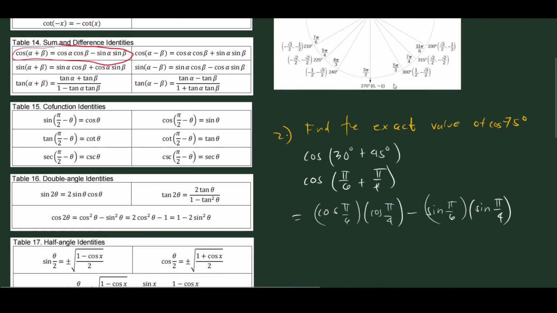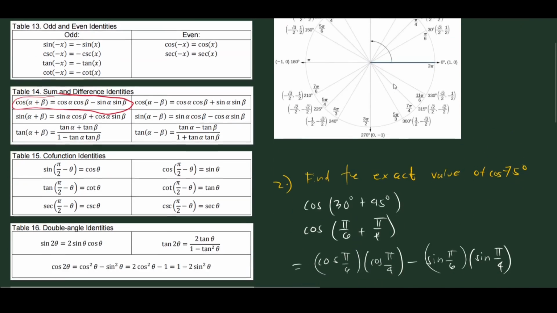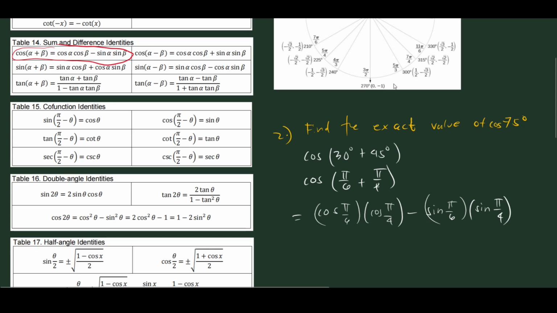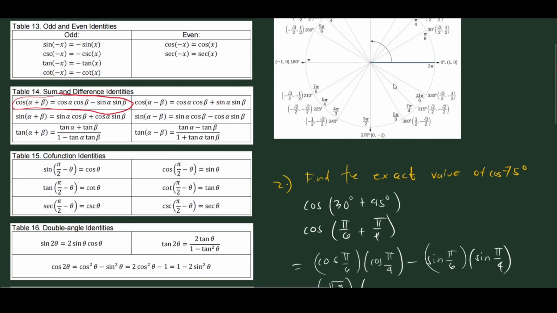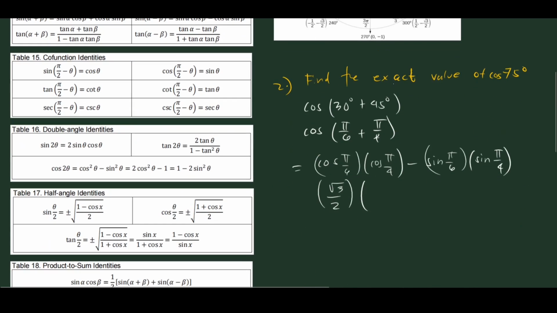Okay, so we have here the cosine pi over 6. So where is pi over 6? Cosine pi over 6 is what? Square root of 3 over 2. Okay, so let's write that down. That's square root of 3 all over 2 multiplied by cosine pi over 4. Cosine pi over 4 is this one, right? So this is square root of 2 all over 2. Okay, square root of 2 all over 2.